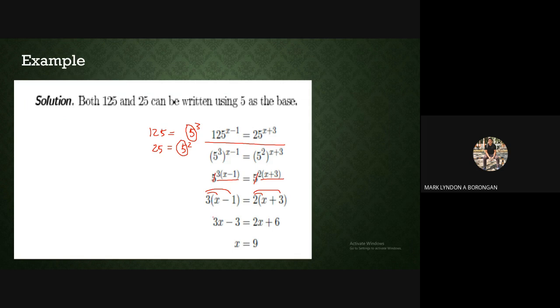So you'll have 3x minus 3 equals 2x plus 6. Solving this, we transpose the 3 and the 2. So it becomes 3x minus 2x is equal to 6 plus 3. So 3x minus 2x is equal to x, and 6 plus 3 is just equal to 9. Therefore, our x will be equal to 9. So that is how you solve an exponential equation.